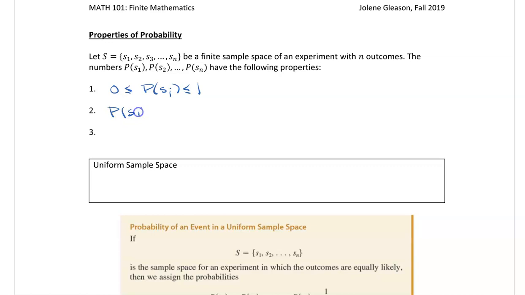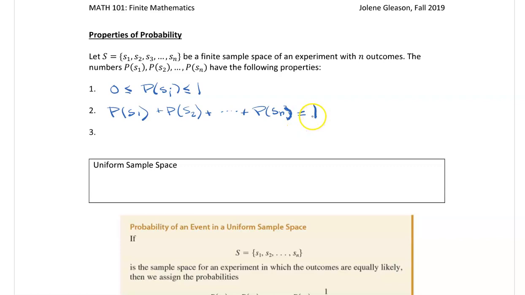The probability of S1 plus the probability of S2 plus, and so on, all the way up to the probability of Sn. Oops, shouldn't do that. This should be a curly bracket. So if we add up all the probabilities of all the simple events, we will get 1. That makes sense, because we're certain that one of the events in the sample space is going to occur. If we add up the probabilities of all the sample points, which are all the outcomes in the sample space, we should get a 100% chance that something's going to happen. If we perform an experiment, something's going to happen. And if our sample space is complete, then something in the sample space is going to happen with absolute certainty.